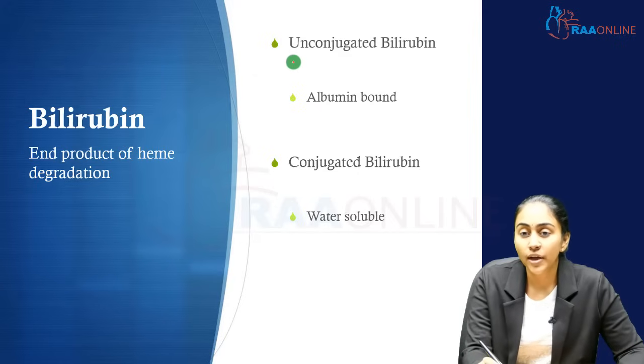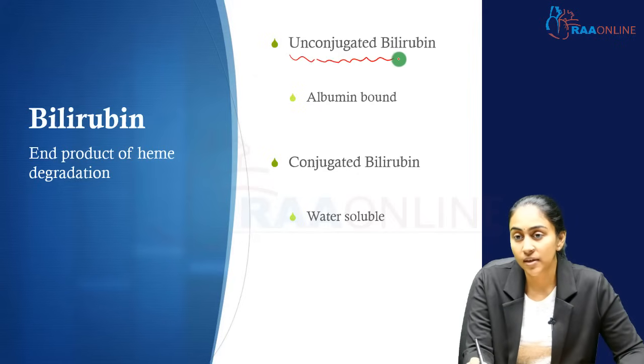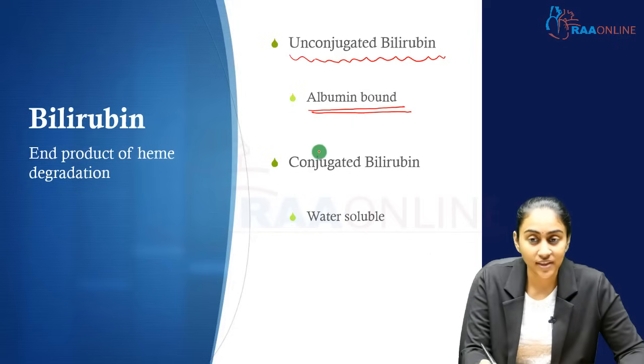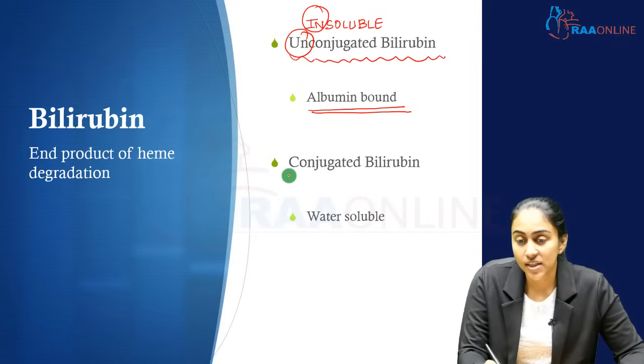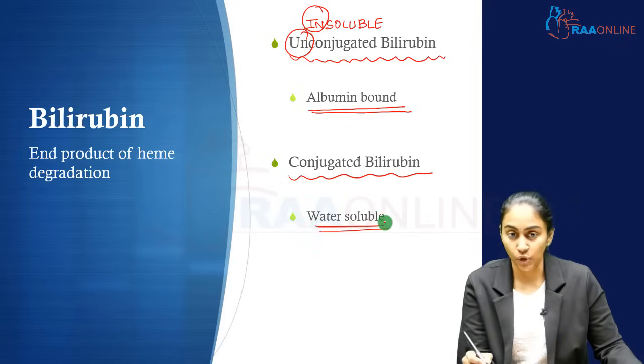We have the unconjugated bilirubin, which is bound to the albumin and hence is not water soluble, not excreted in the urine. So, unconjugated is insoluble. And then you have the conjugated bilirubin. The conjugated bilirubin is the water soluble bilirubin, therefore is freely excreted in the urine.